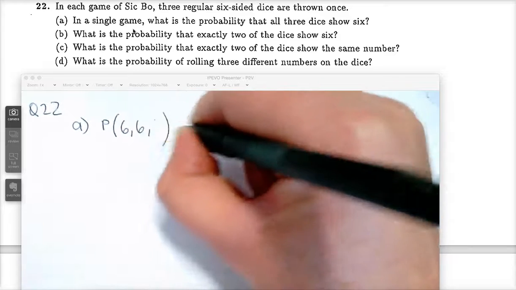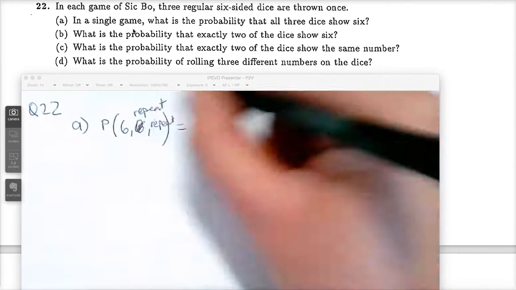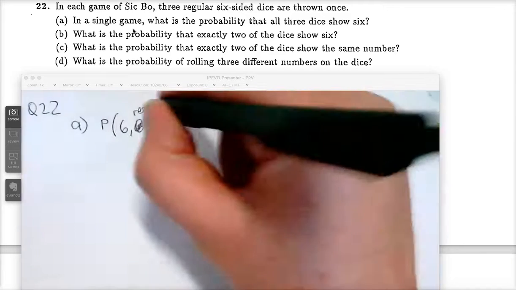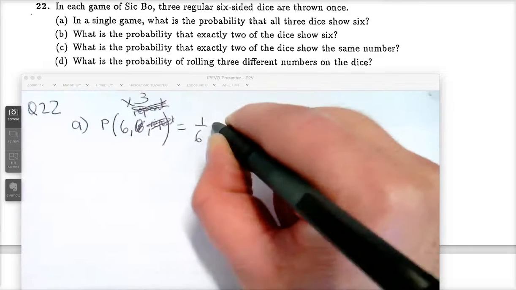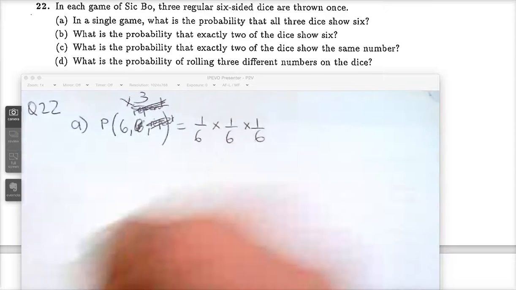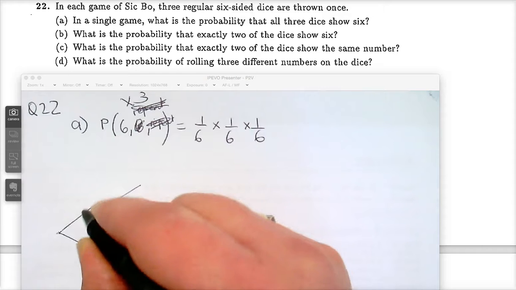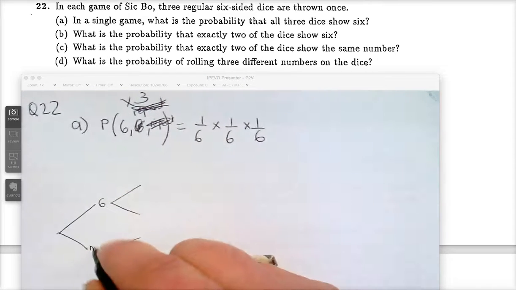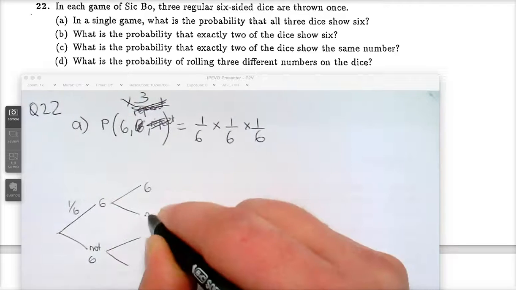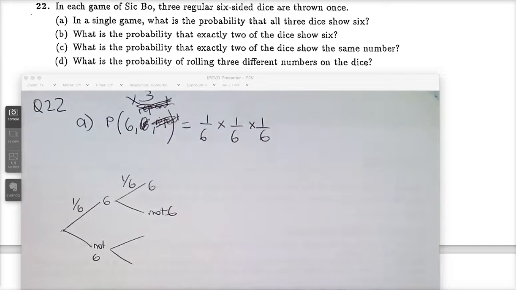Isn't it 3 out of 12 times 3? No. It'll be 1/6 times 1/6 times 1/6. Because just think, if you've got a tree diagram, you've either got a 6 or not 6. Do you know what I mean? 6 or not 6. That's 1 over 216.